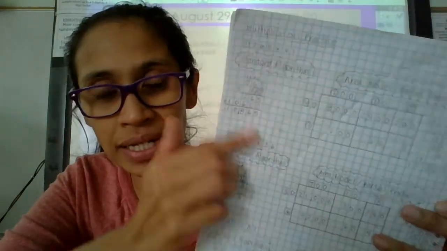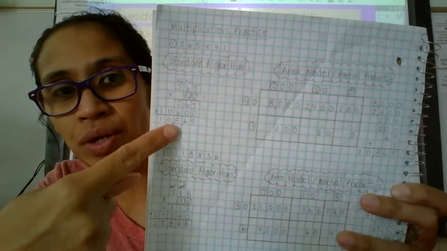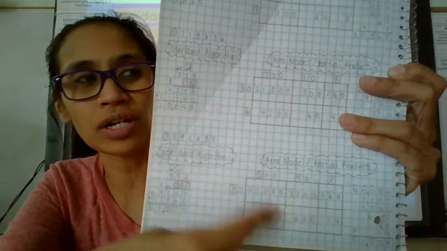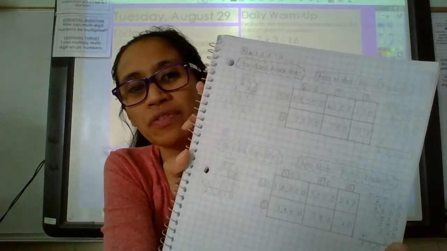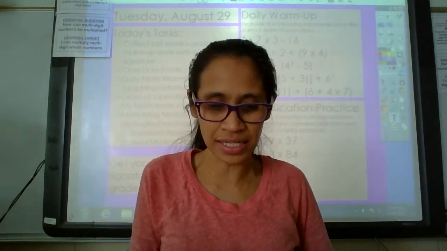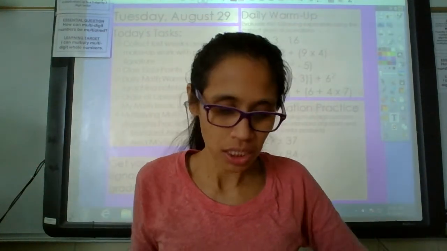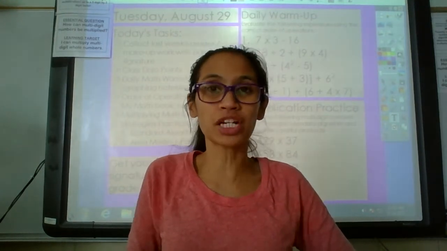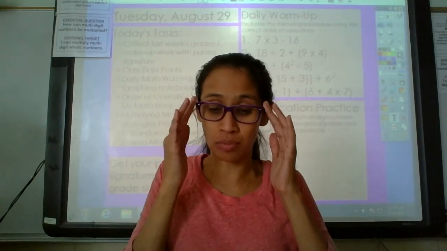So this is Monday stuff, where I had the standard algorithm, area model. Number 2, standard algorithm, area model, standard algorithm, area model, all 5 of them. Oh, I just love how nice and neat it is. And I love some of your notebooks because your work is so nice and neat. Some of you, I can't even read it. So make sure it's nice and neat so I can check that tomorrow.